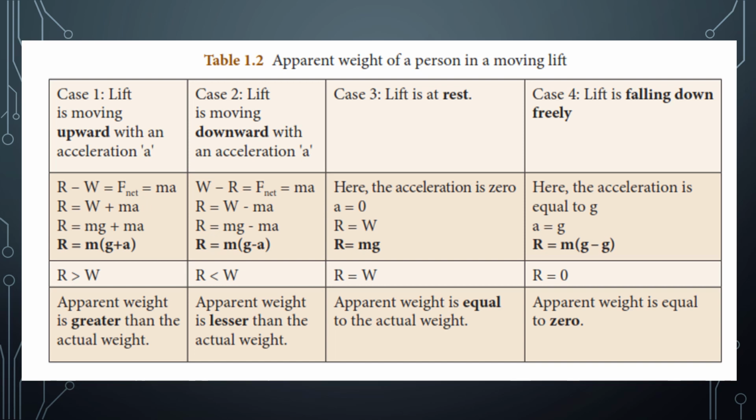In the first case, the apparent weight is greater than the actual weight. In the second case, the apparent weight is lesser than the actual weight. In the third case, the apparent weight is equal to the actual weight. And in the fourth case, the apparent weight is equal to 0.